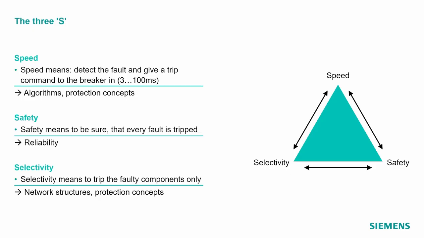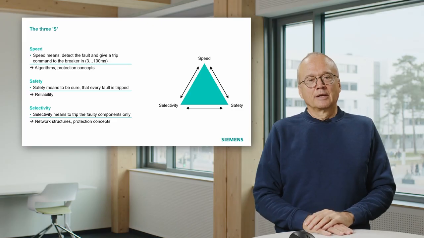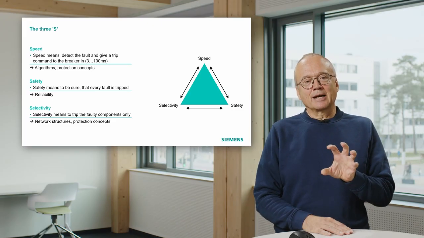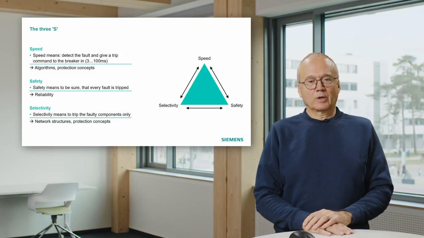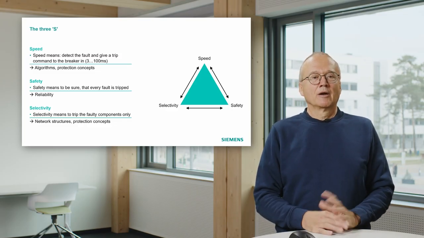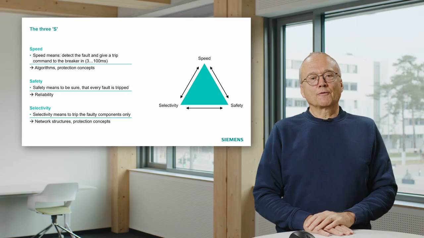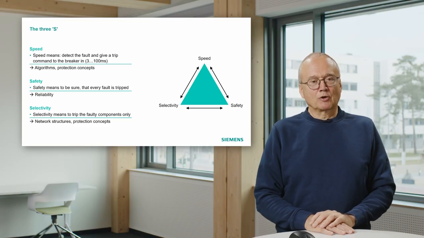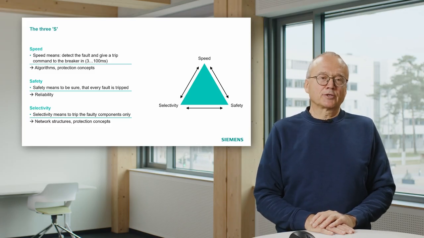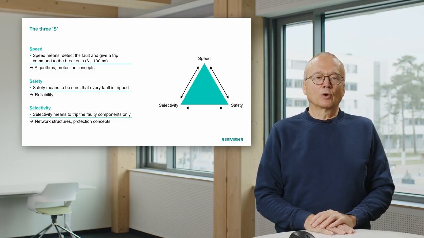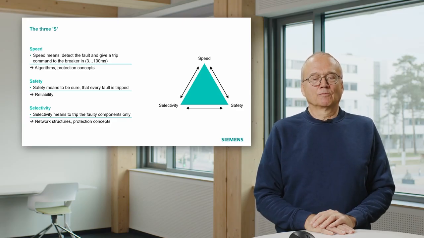And that is a very important issue, and we will have several chapters dealing with what we can do to get selectivity. That is the end of this basic chapter of this introduction. And in the next chapter, we will see what aspects we have to consider if we want to put together a protection scheme. Thank you.